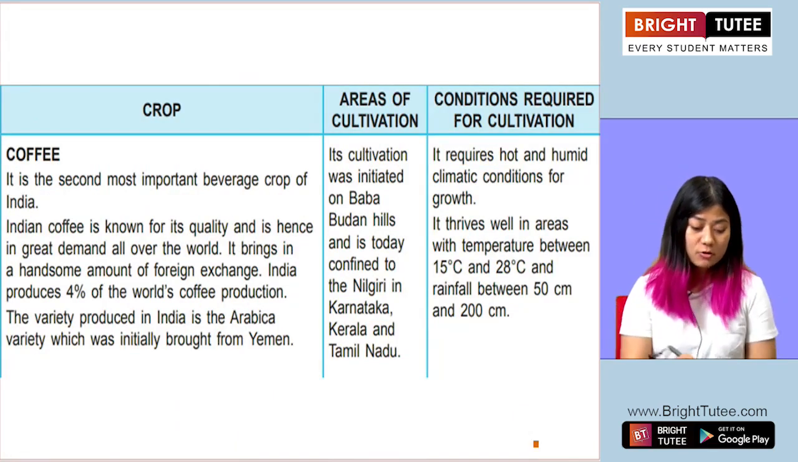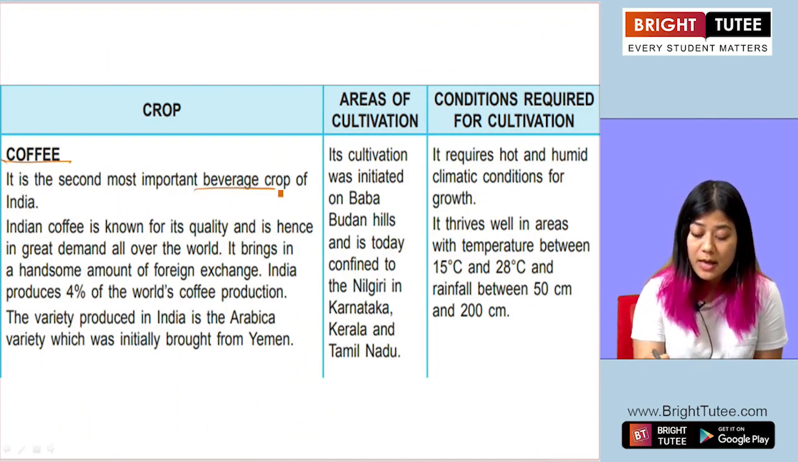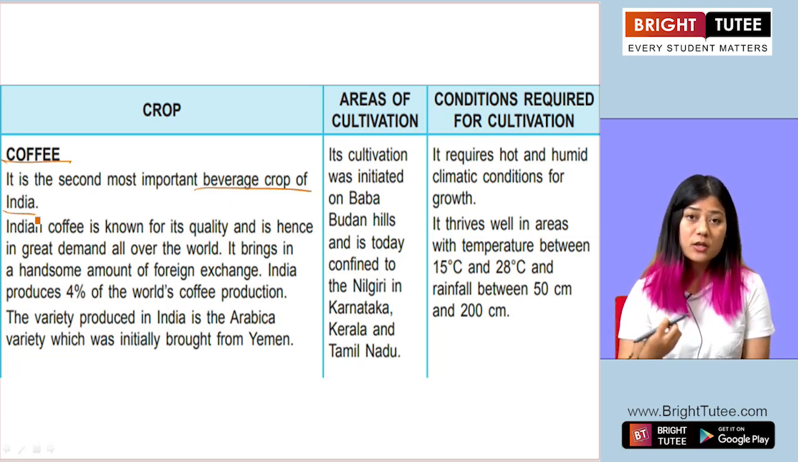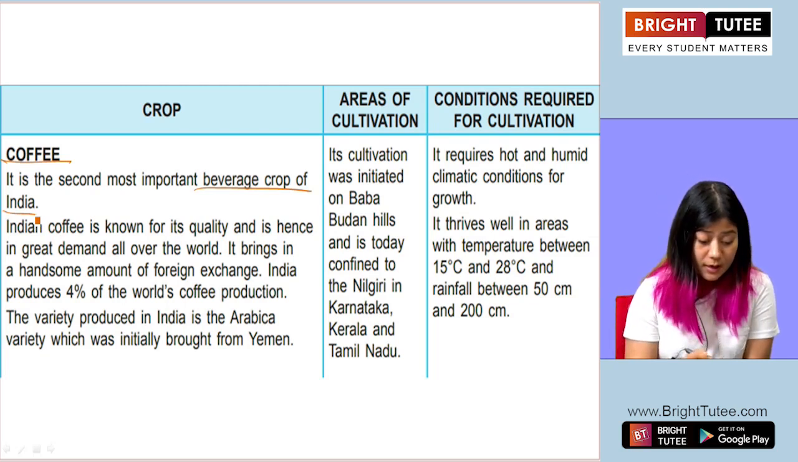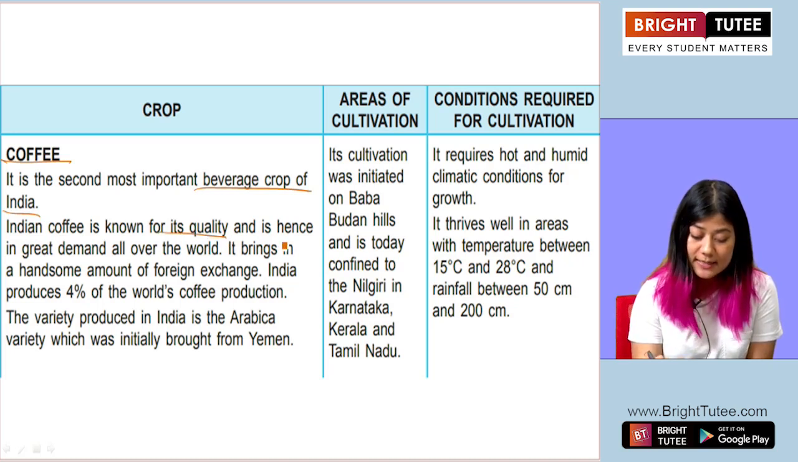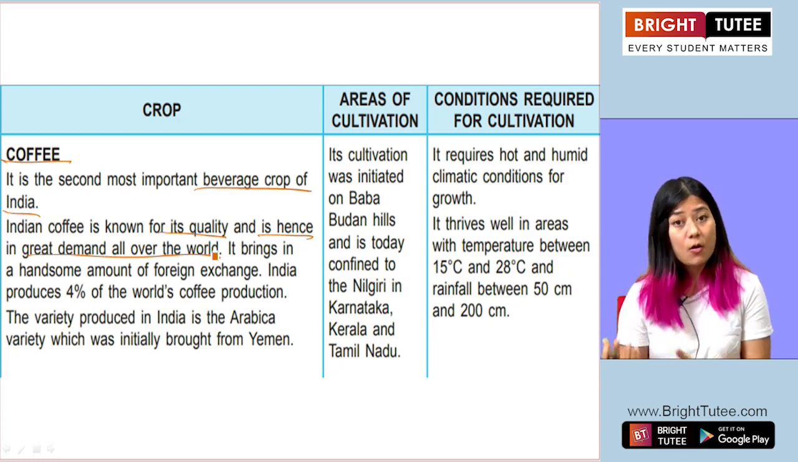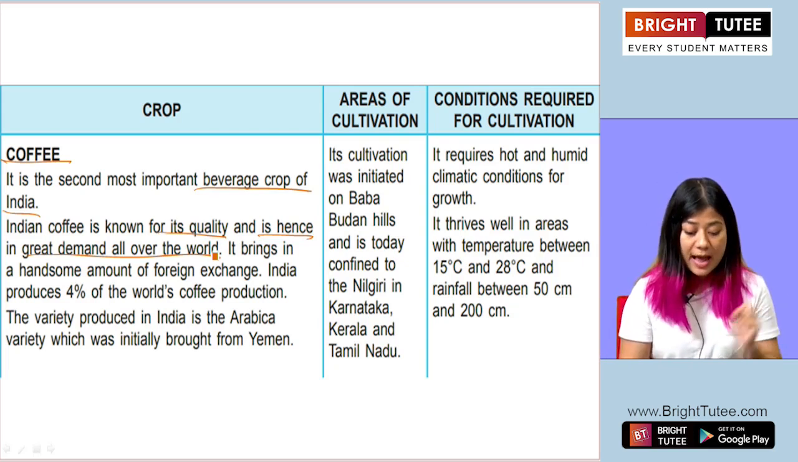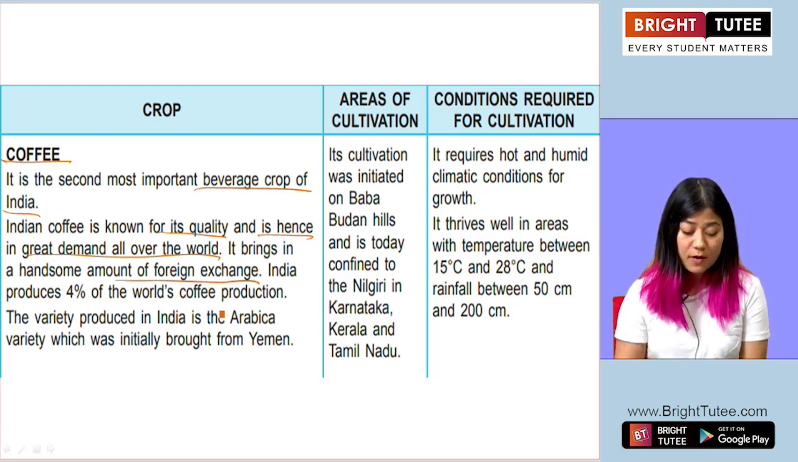Alright. The next crop is coffee. Just like tea, coffee is also another important beverage crop in our country. Coffee is grown and used for consumption as drinks. We drink coffee. Indian coffee is known for its quality and is hence in great demand all over the world. It's not only in demand within the country but all over the world. As a result, it is exported to other countries, which brings handsome amounts of foreign exchange. It helps in the growth of the economy of our country.